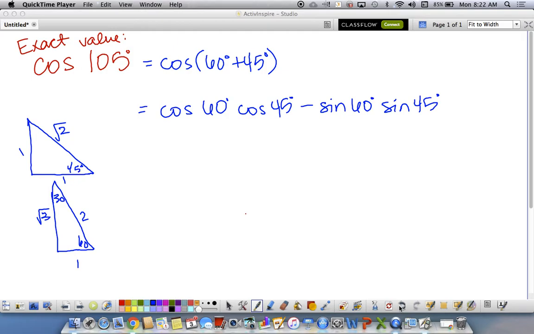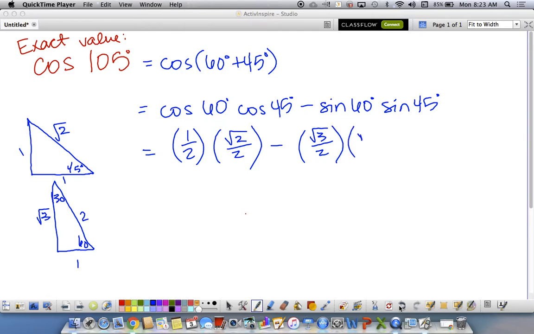Triangles are very important. So what is cosine of 60? 1/2. What about cosine of 45? What about sine 60? And then sine 45. It has to be the same as cosine 45. Pretty sure they're co-functions.